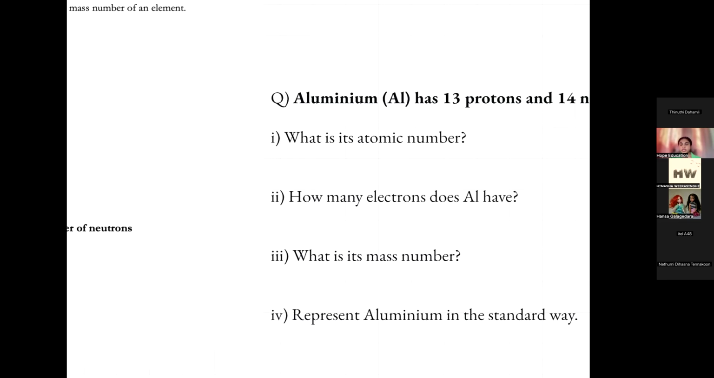Sorry, I missed a question in the chat box. Does the number of protons equal the number of electrons? Yes, the number of protons equals the number of electrons as long as the atom doesn't have a charge. If there is no plus or minus charge on the atom, the number of protons and the electrons are equal. Yes, Tarang. Yes, I will send.